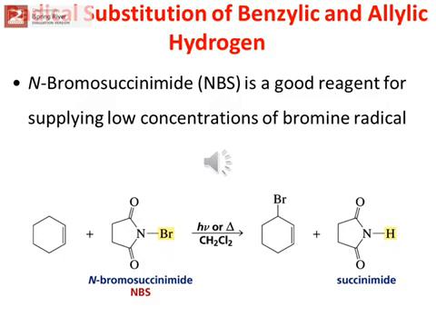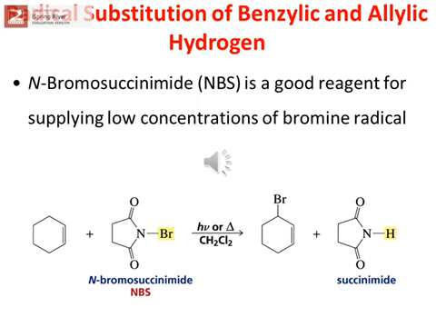N-bromosuccinimide is a very good brominating reagent. It brominates organic compounds through a free radical mechanism. Under sunlight or heat, N-bromosuccinimide produces bromine free radicals in low concentration, which then brominate the substrate.